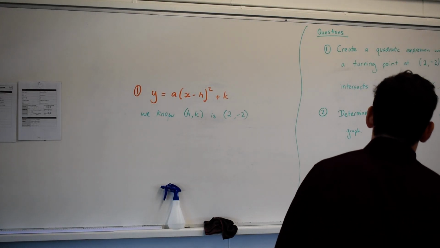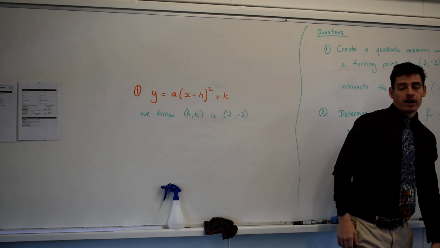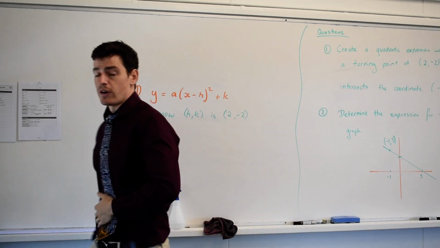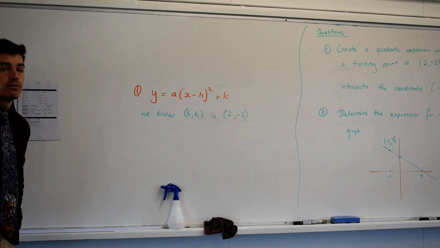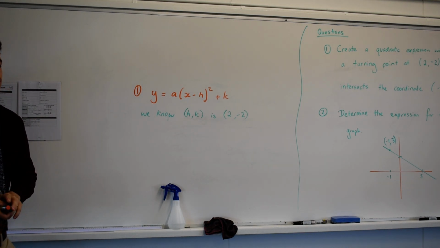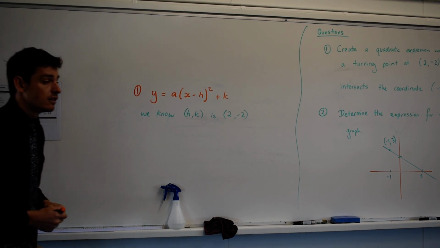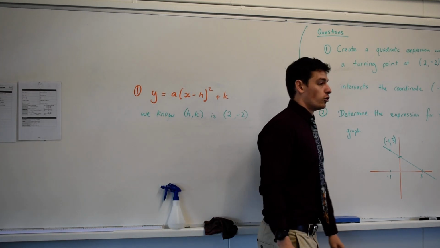Create a quadratic expression that has a turning point at (2, -2), that intersects the coordinates (-1, 6). How many pieces of information do I have here? 2? I think I've got more. I've got 3. Who can tell me what the 3 are? 2 of them should be pretty obvious.